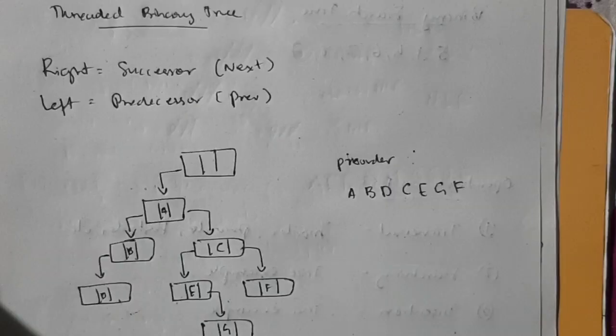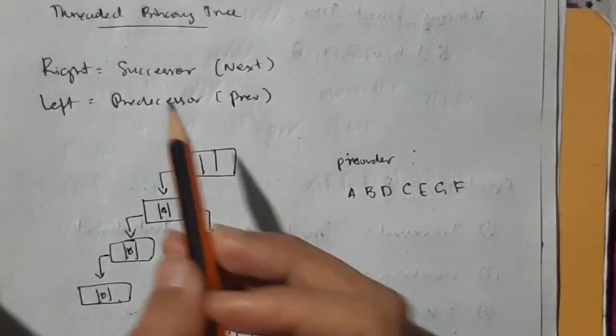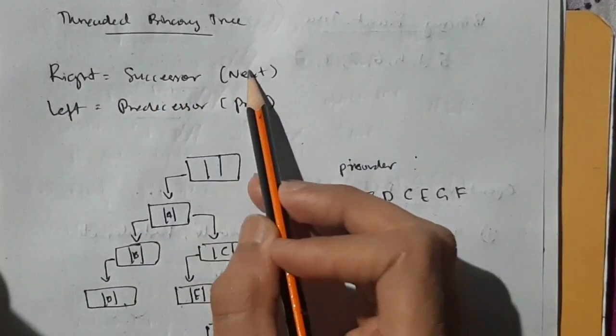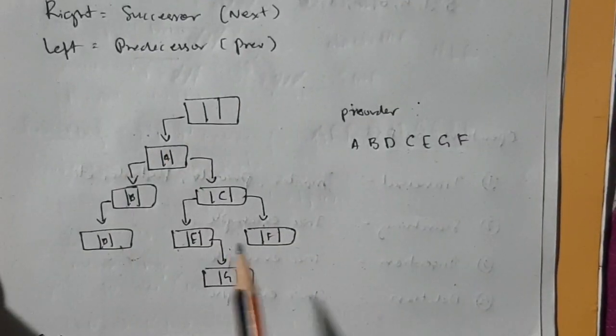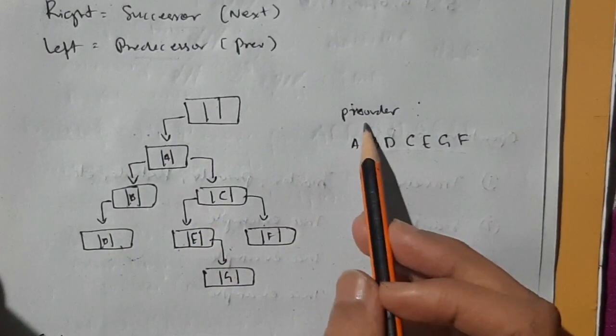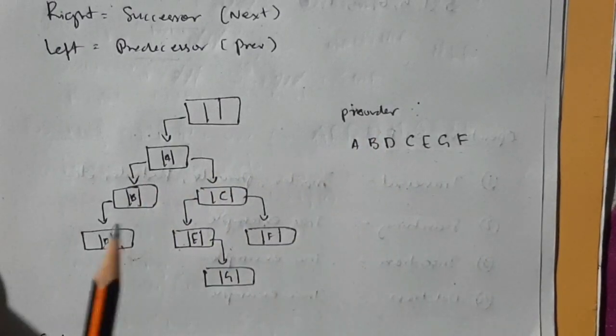Okay, threaded binary tree, you have to remember two things: right and left. Successor, predecessor. Successor means next, predecessor means previous. All right, now this is a normal tree. Okay, now what you have to do, you have to make the successor and the predecessor. How will you do that?